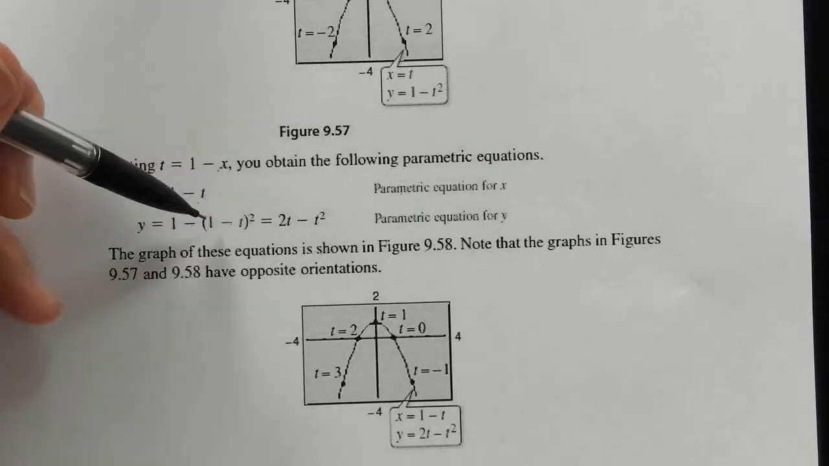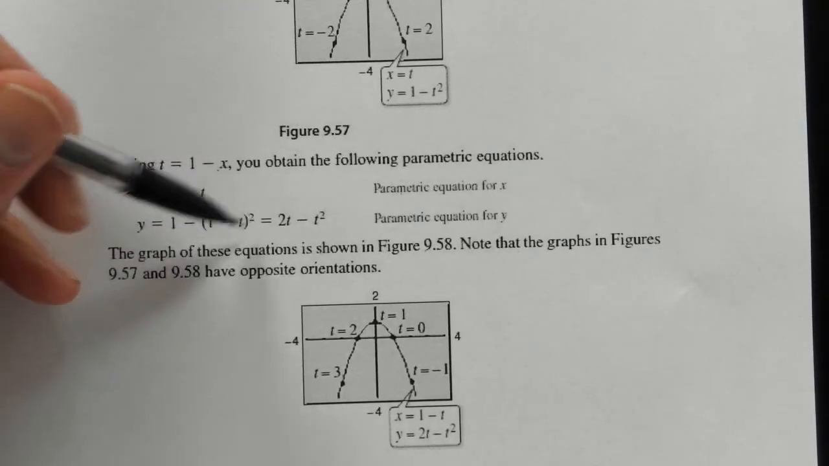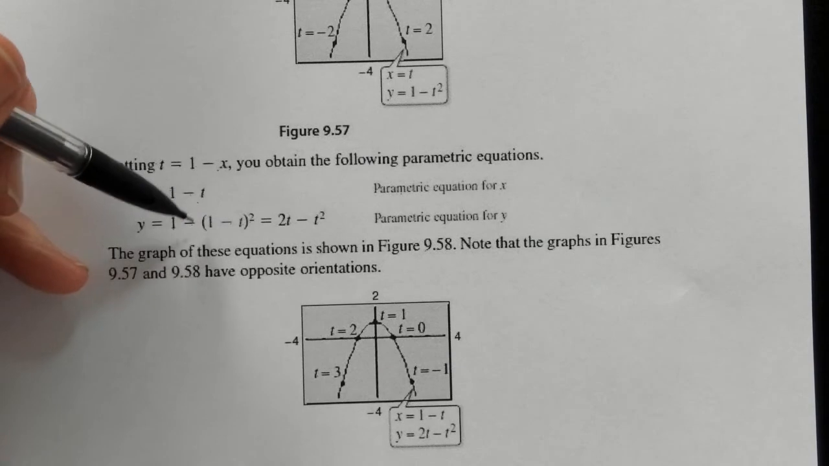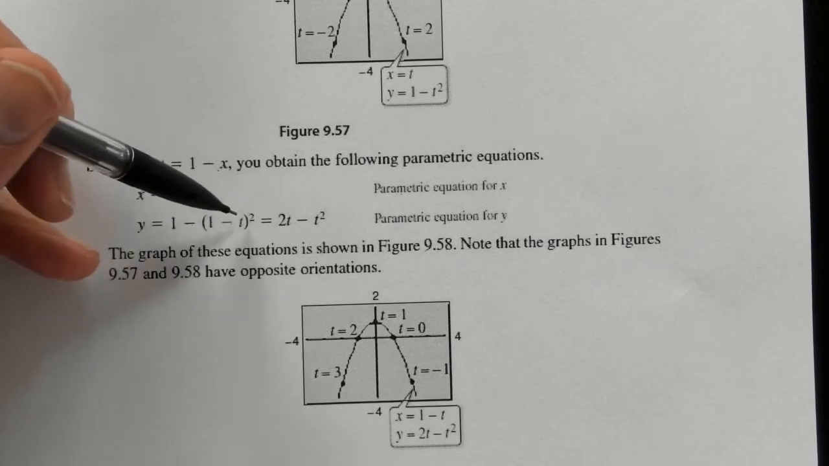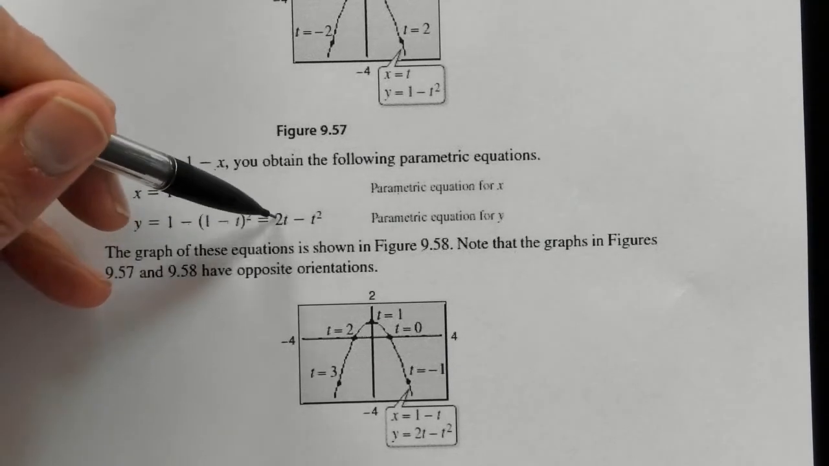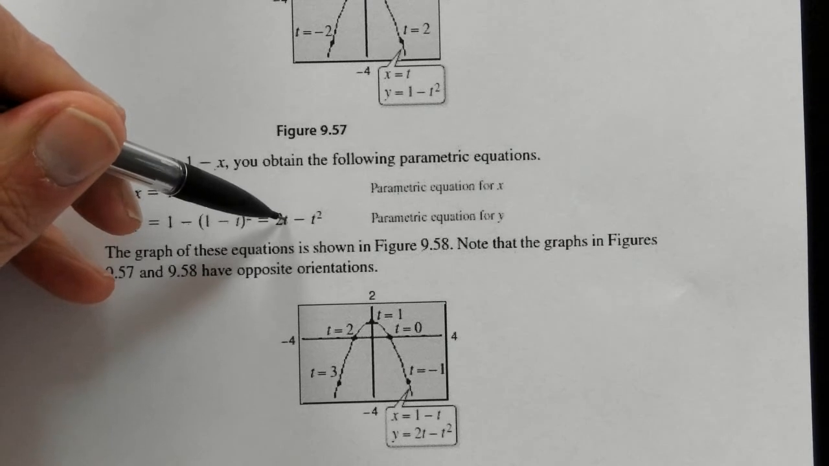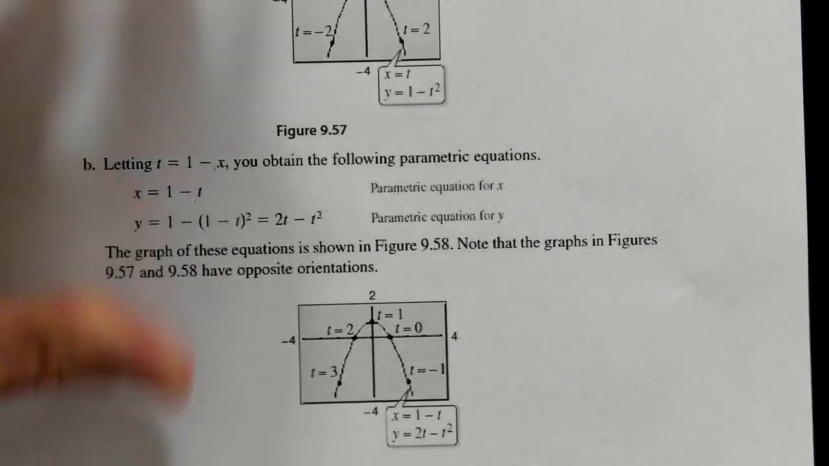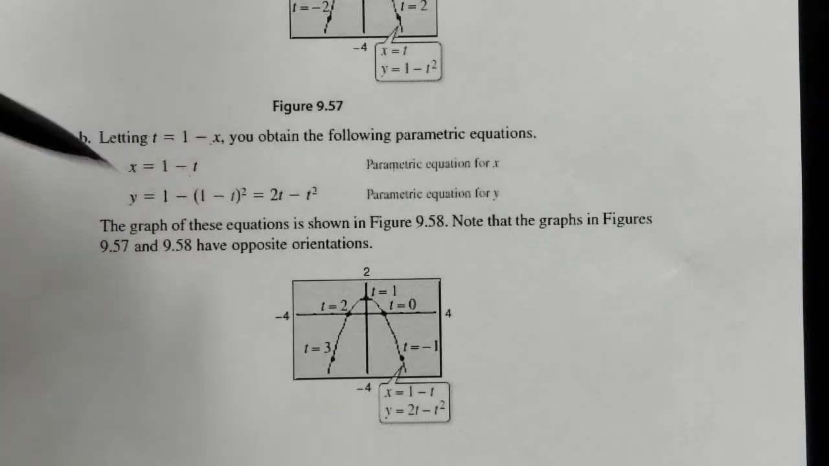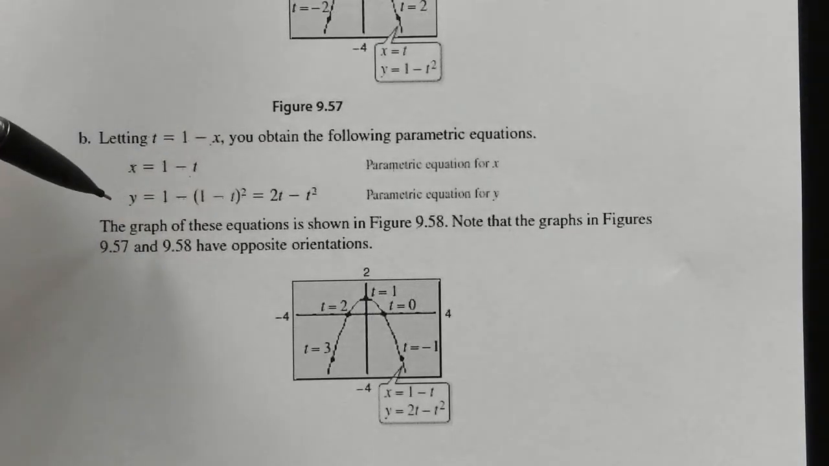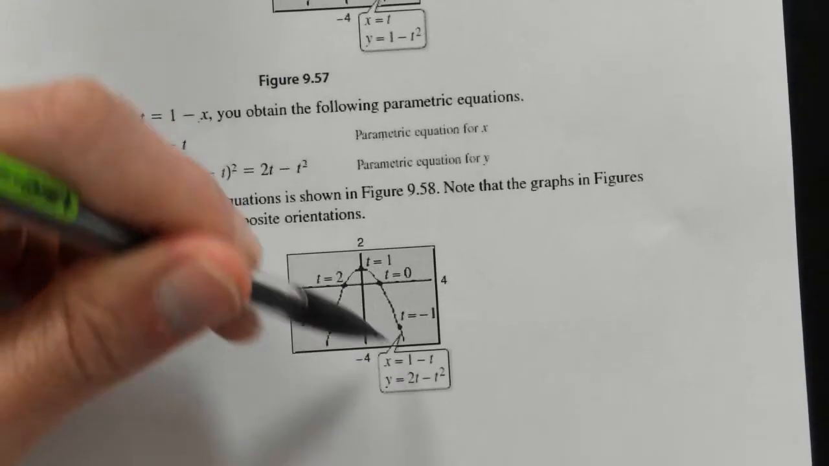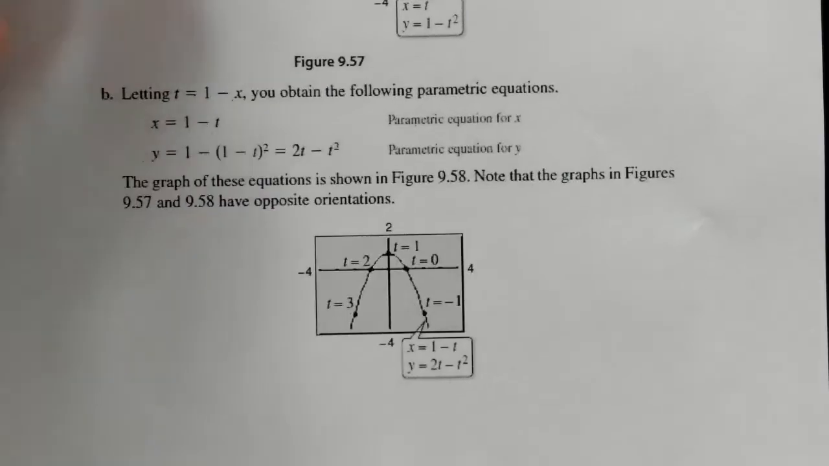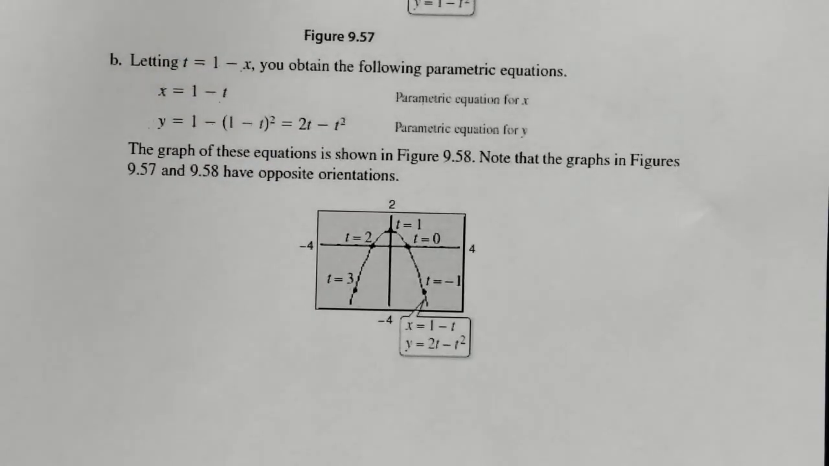When you simplify that by squaring this out and taking the minus there, you end up with 2t minus t squared. And so that is the parametric equation for y. And then the graphs, of course, are there as well. Okay, so let's practice some more of those problems, see what they look like.